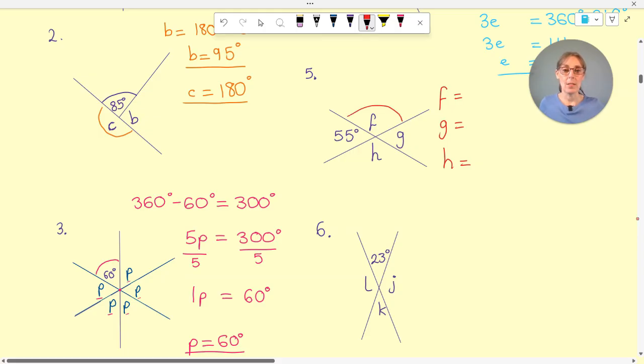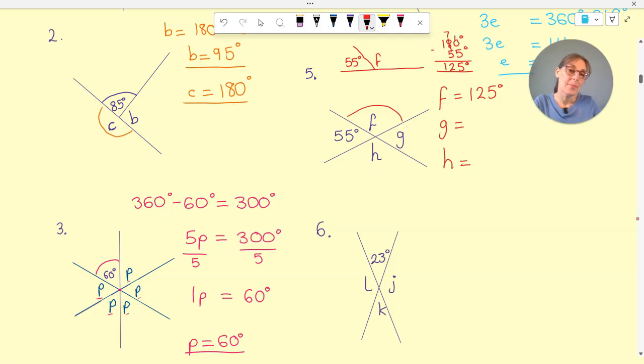So I know what F is because it's next to 55 degrees and they both lie on a straight line. So if I draw it here, we've got F there and 55 degrees. Now I know that 180 degrees take away 55 degrees is 125. So I know that F is 125 degrees.